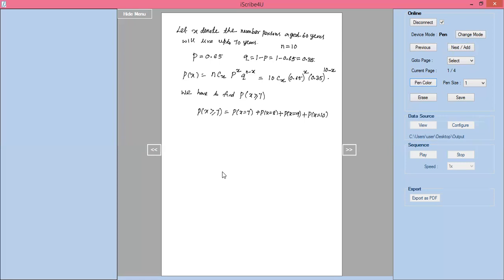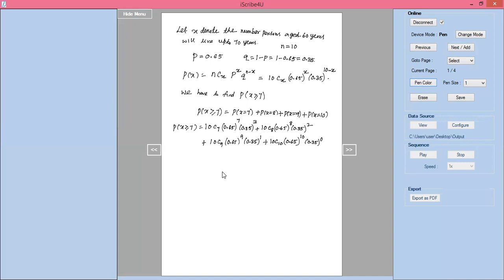For x equal to 7, you can write 10C7 into 0.65 whole power 7 into 0.35 whole power 10 minus 7, which is 3. Next, x equal to 8 means 10C8 into 0.65 whole power 8 into 0.35 whole square, plus 10C9 into 0.65 whole power 9 into 0.35 whole power 1, plus 10C10 into 0.65 whole power 10 into 0.35 whole power 0.